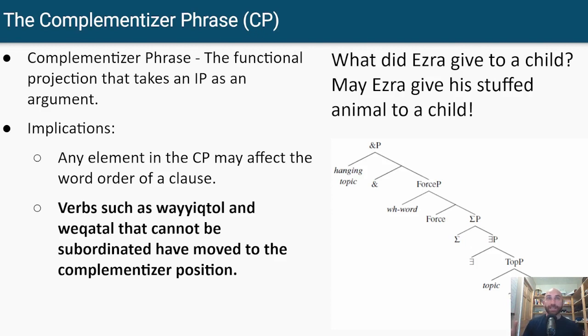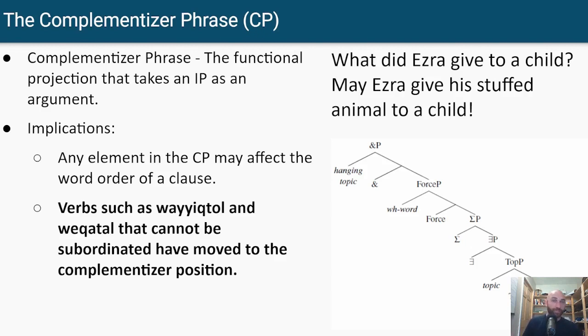So ki can function in the same way. For example, it can serve as a complementizer to a verb like I know or I knew. And then afterwards, it has a full tense phrase or just a full clause after it. The fact that vayiktol and vekatal cannot come after ki shows us that they occupy the same slot in the syntax. What happens is that the verb, right, moves to the complementizer position.